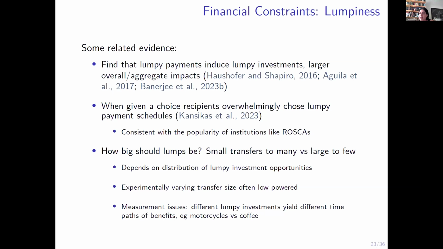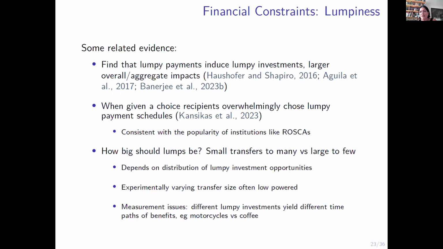So it's certainly the case that this signals the importance of financial constraints, very much, because it's not just that there's a lumpy payment, but there's also a big investment that people are trying to make. We also see, in recent work Paul has with others, that when you give recipients a choice over whether they want a stream of regular payments or a big lumpy payment up front, they overwhelmingly choose the lumpy payment schedules, okay? Which is interesting to see.